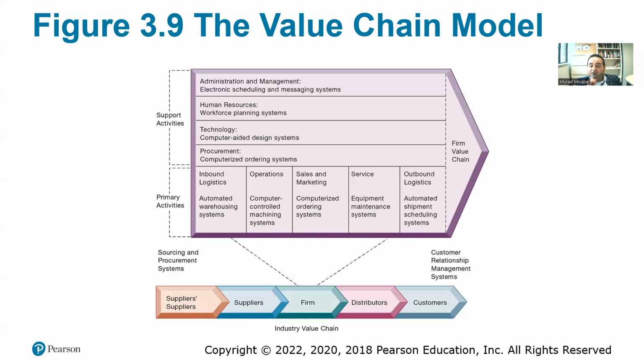However, the primary activity starts with the inbound logistics. That's when we procure the raw materials and store them in a warehouse. And then when we have those raw materials, we can go into the operation, which is the next step in the value chain, producing that product from the raw materials. And then when the product is ready, we need to go through sales and marketing. We need to advertise and sell those products.